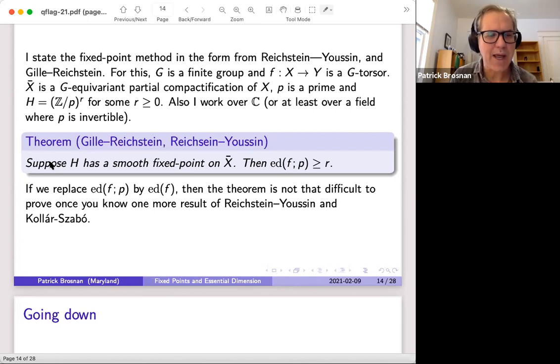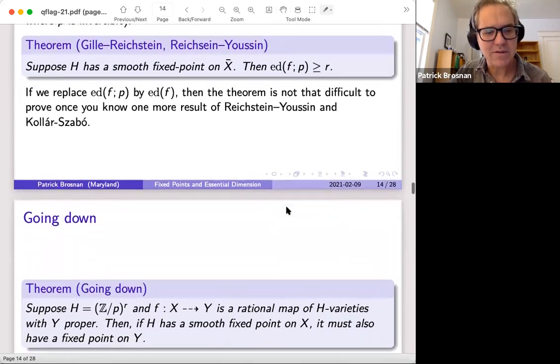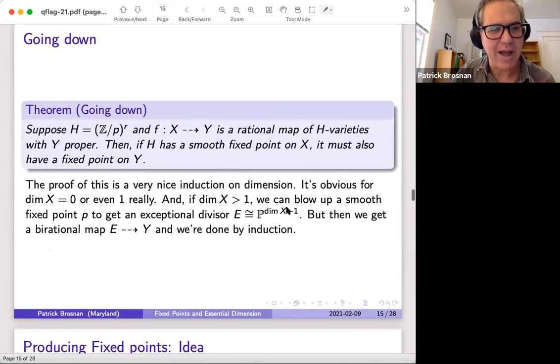So if we replace the essential dimension of F at P by the essential dimension of F, then the theorem is not too difficult to prove once you know one more result of Reichstein and Houston, whose proof I really take from the appendix, which is by Kohler and Szabo. And I like it, so I'm going to give it. I think Gill and Reichstein prove the statement with the essential dimension at P, and the statement with just the essential dimension is Reichstein and Houston. Okay, but anyway, here's the going down theorem, which I really like.